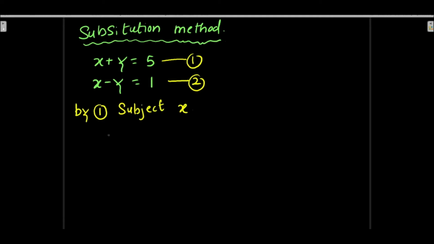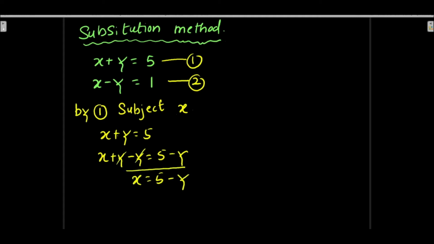Okay, now how do you do that? My equation is x plus y equal 5. I'm going to subject x, so I bring this y to the other side. X equal, I bring this y to the other side, it comes minus y. Or if you find this method difficult, how do you remove plus y? You put minus y on both sides. We talked about that part last time. X equal 5 minus y.